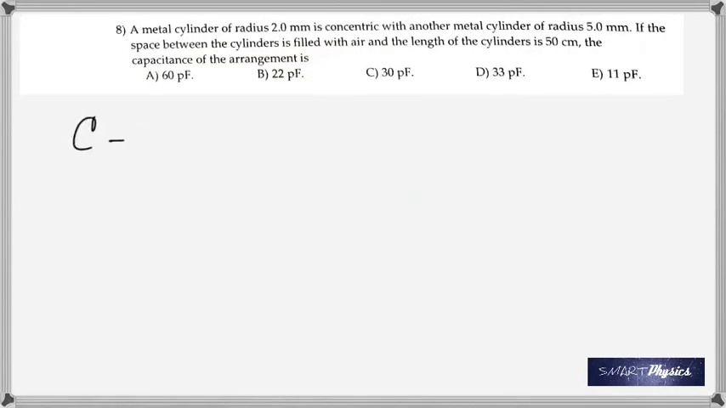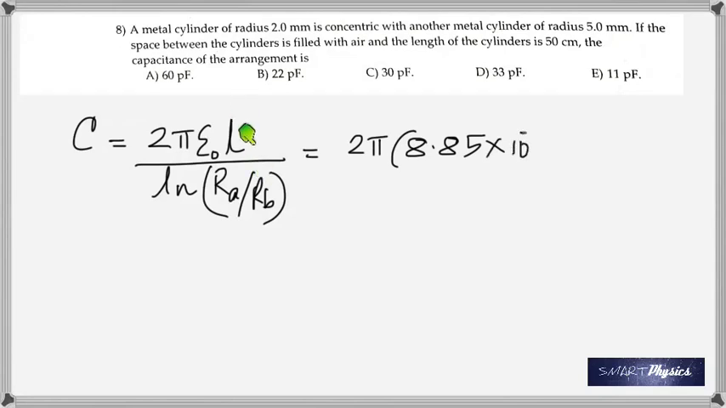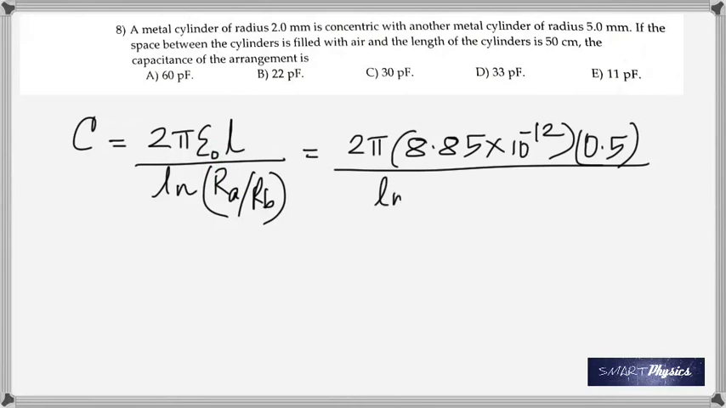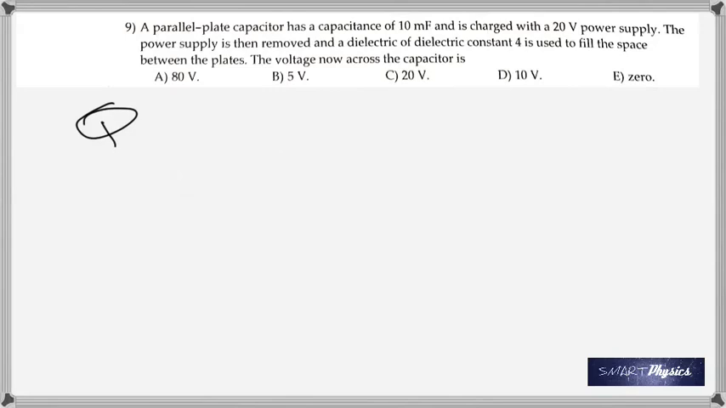Number 8. It's again to do with a cylindrical capacitor, and we've done this before. So that's the formula. Plug in the numbers. Again, when you take the ratio here, just leave it in millimeters because it's a ratio. And you get the answer as 30 times 10 to the negative 12 farad. Brings us to the 9th one.